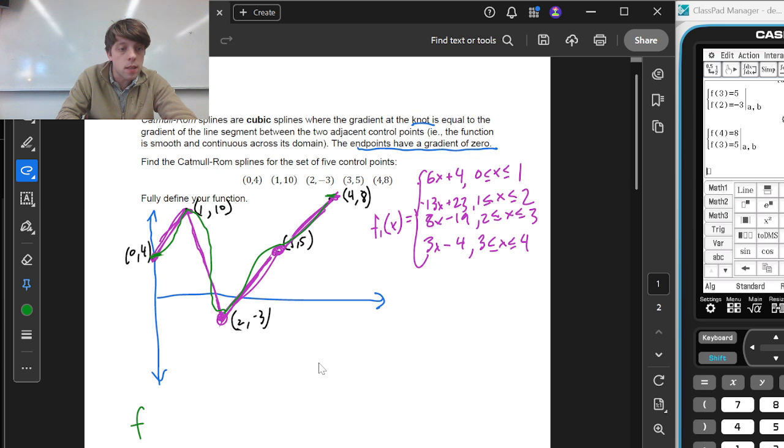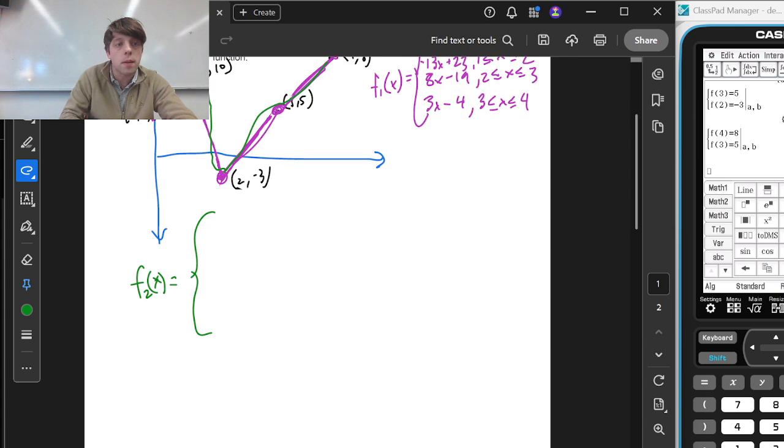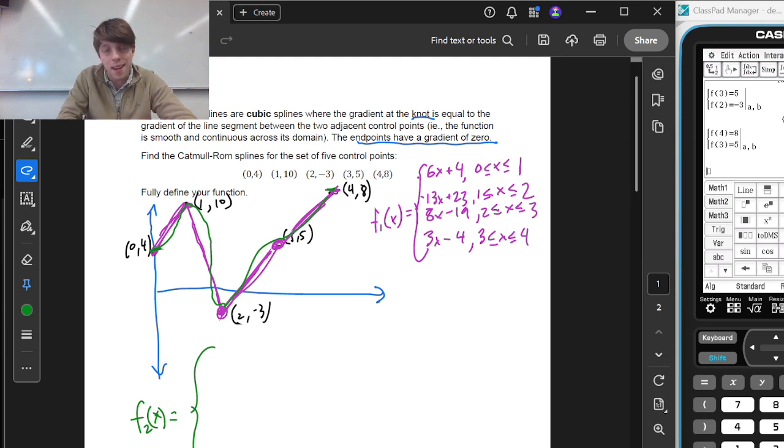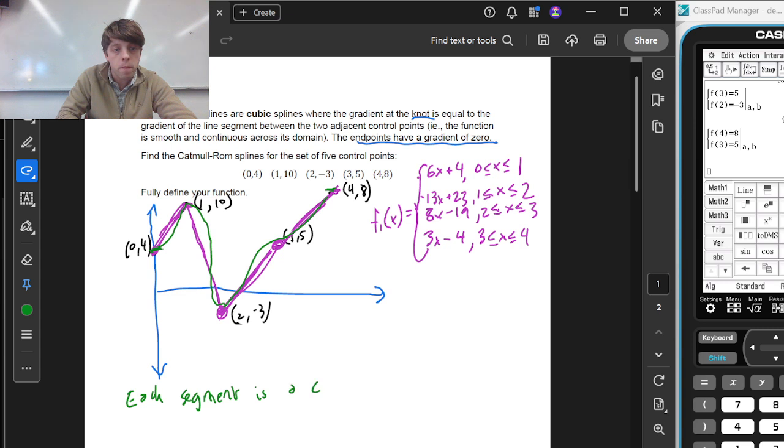So let's now consider, this is F2, and this is the one that is the spline. So for the first segment, from this part where we go from 0, 4 up to 1, 10, we want our equation to meet the following criteria. In fact, we'll do it down here. So each of these little line segments, each segment is a cubic of the form y equals ax cubed plus bx squared plus cx plus d.